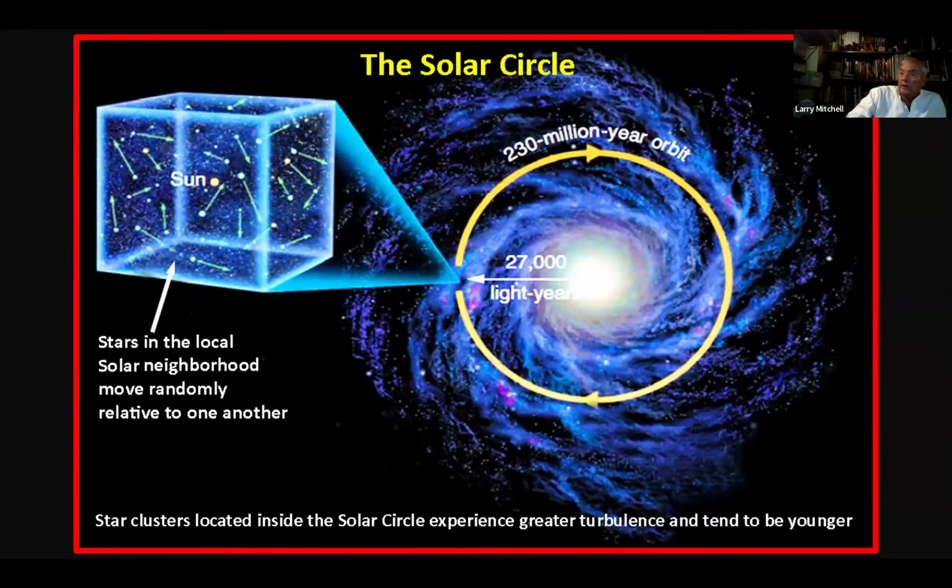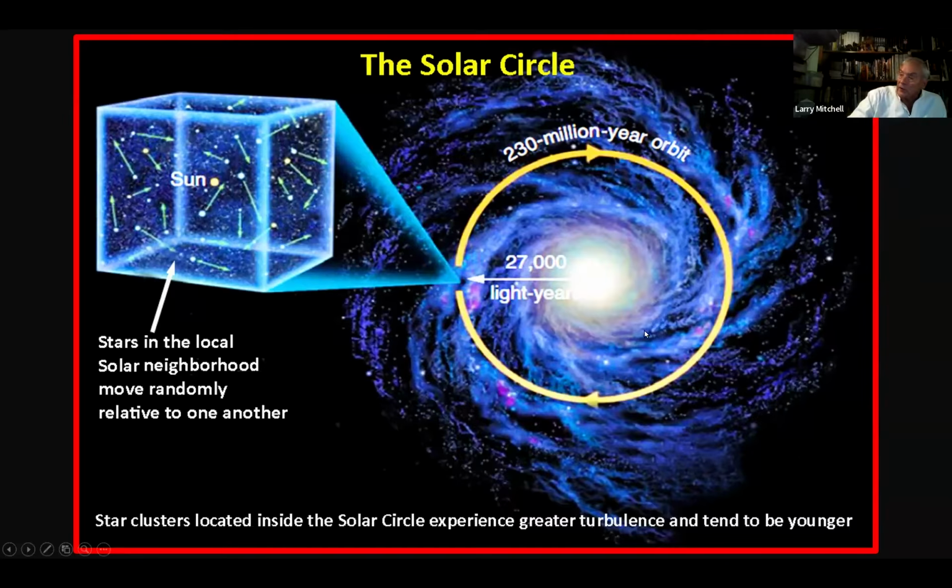There's something called the solar cycle. Our sun rotates around the center of the Milky Way galaxy about 27,000 light years out, and open clusters, star clusters that are interior to this, tend to get torn apart, and they don't last very long, a few tens of millions of years, maybe a few hundred millions of years.